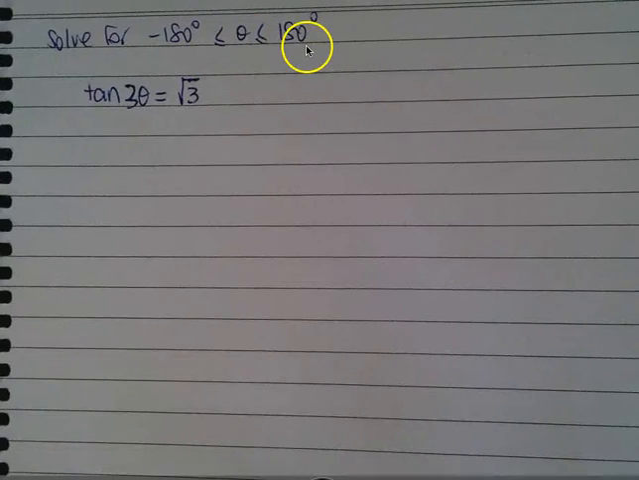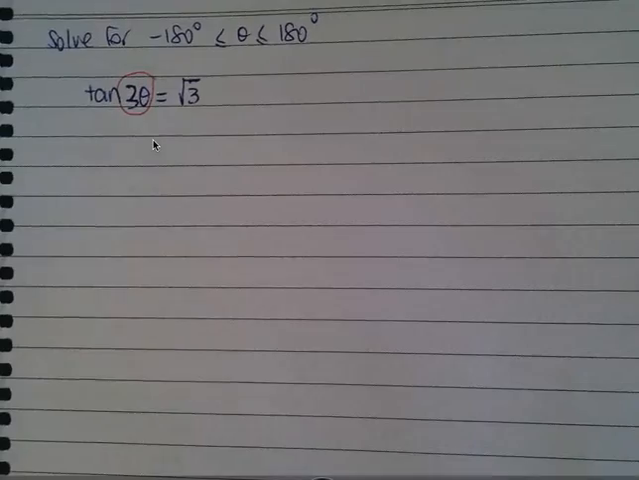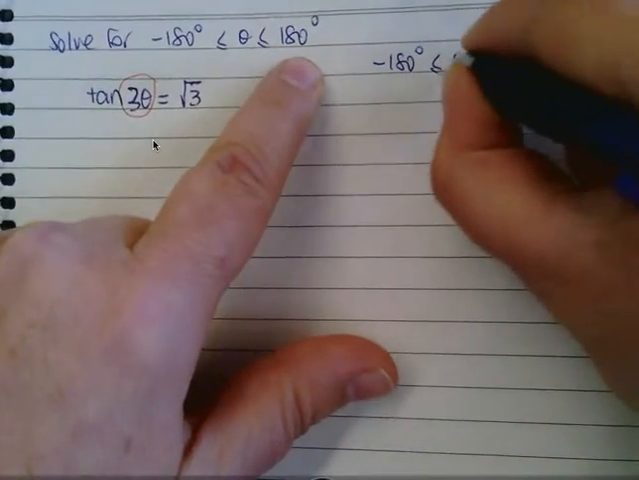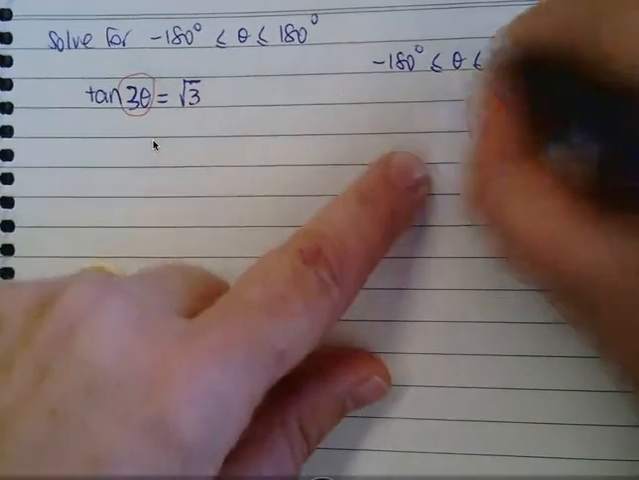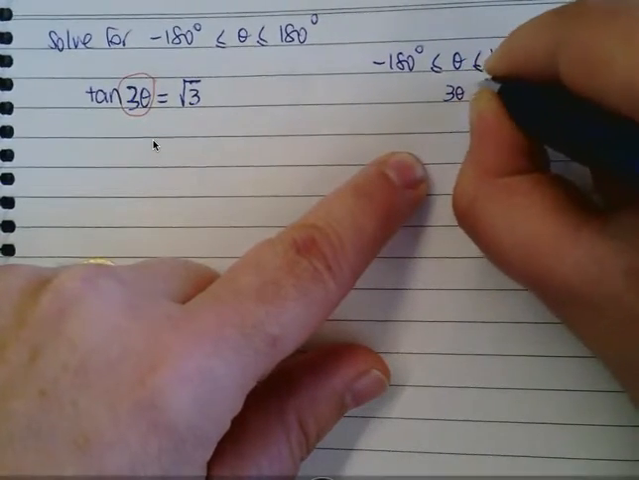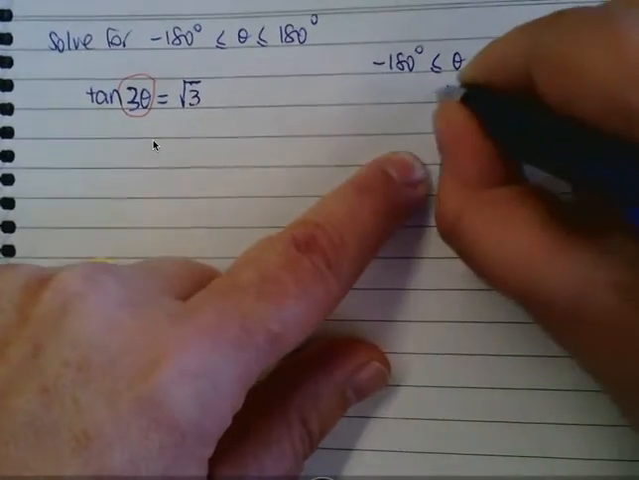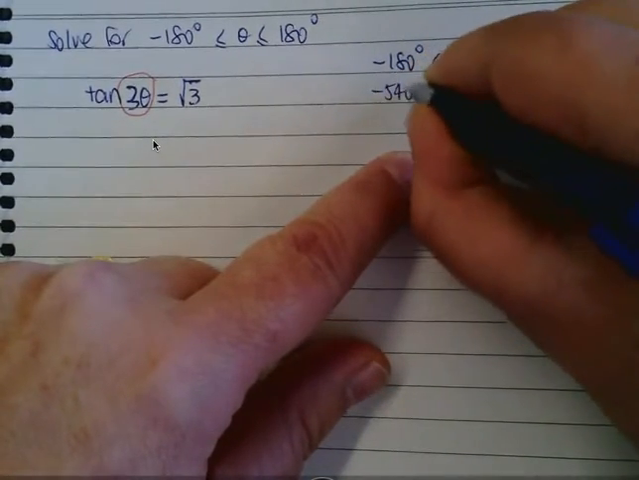Lying between -180 and +180, tan of 3 theta is √3. Again, that's just one thing. But we've got to change. That is only for theta. What are you multiplying by this time? By 3. So 180 times 3, that's 540. You tell me how many times around the circle.